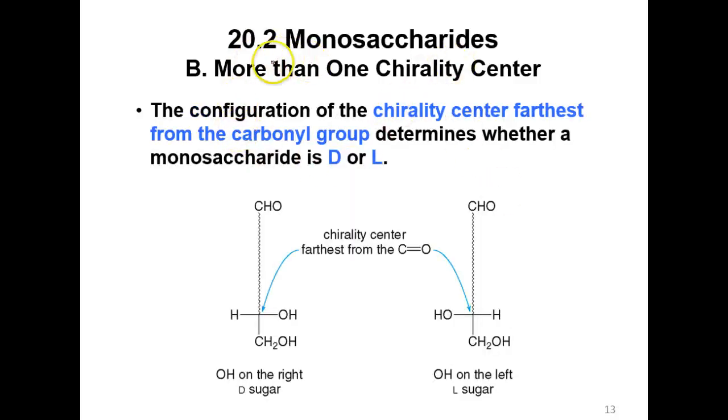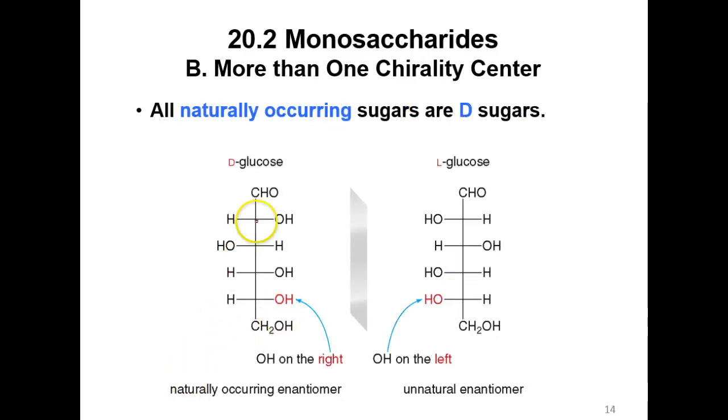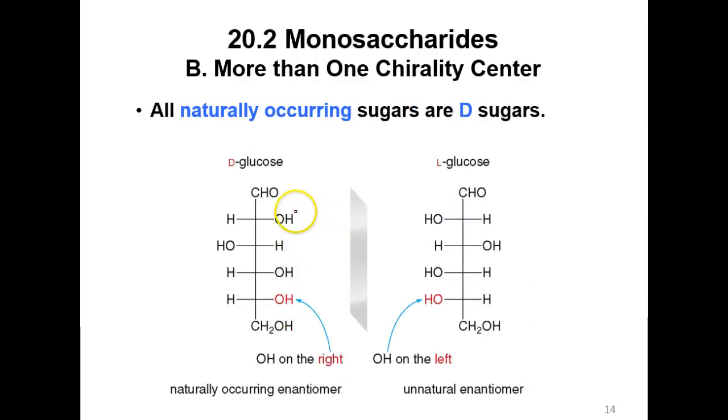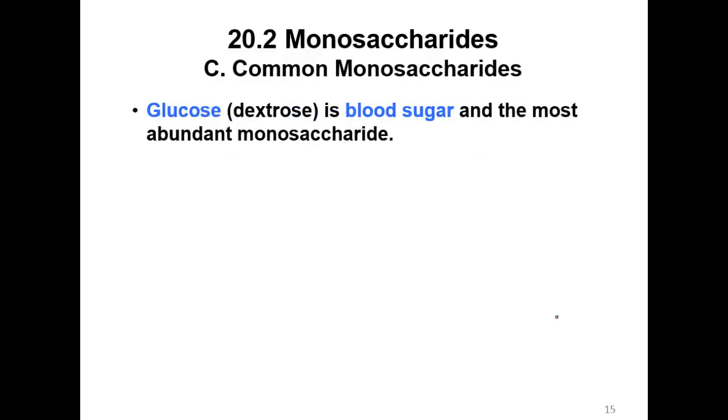Okay, so here is where it says it specifically. It's the very last OH which determines the D and L. So in this case, we have the D sugars. All right, so here is a D glucose where the OH is on the right, and here's L. And specifically, you're just looking at this very last one that's close to the CH2OH group. So these are enantiomers of each other. All right, the D glucose is the naturally occurring, and the L one is the unnatural. So nothing makes the L glucose. Our bodies can't even do anything with that L glucose.